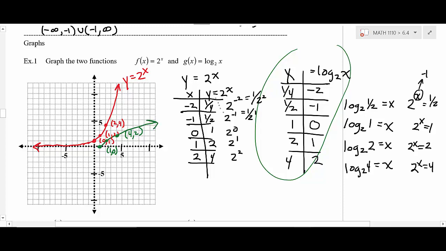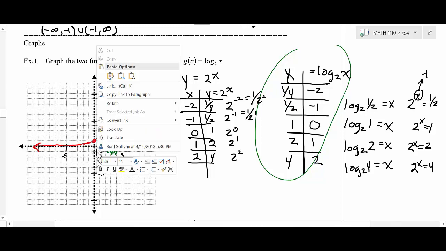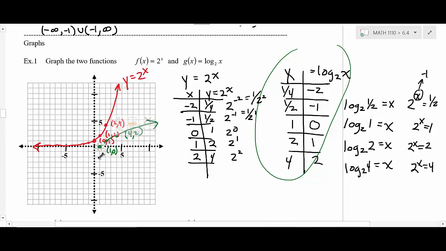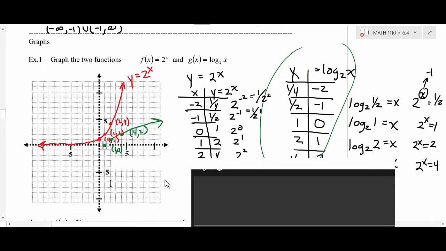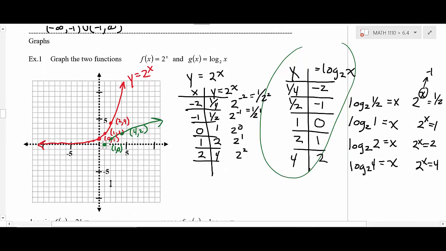And then if you plot these other points, like 1/2, -1 is there, 1/4, you're going to end up having an asymptote on here. Okay, so that's going to go down something kind of like that.